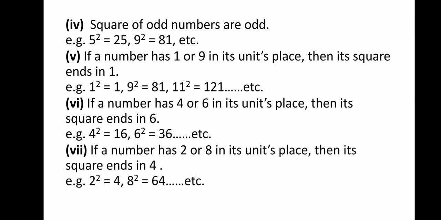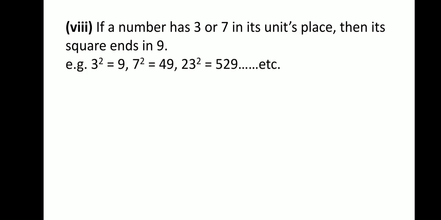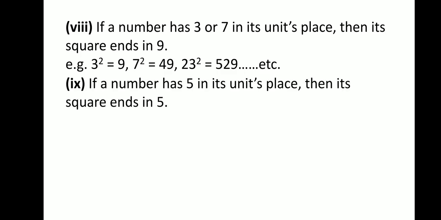If a number has 2 or 8 in its units place, then its square ends in 4. For example, 2 square is equal to 4, 8 square is equal to 64, etc. If a number has 3 or 7 in its units place, then its square ends in 9. For example, 3 square is equal to 9, 7 square is equal to 49, 23 square is equal to 529, etc. Coming to the next property, if a number has 5 in its units place, then its square ends in 5.